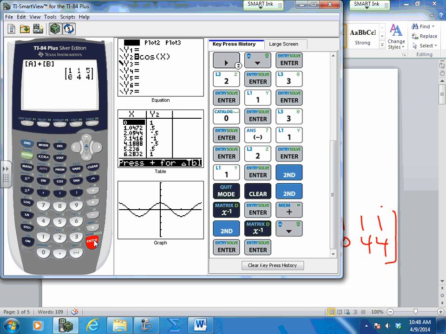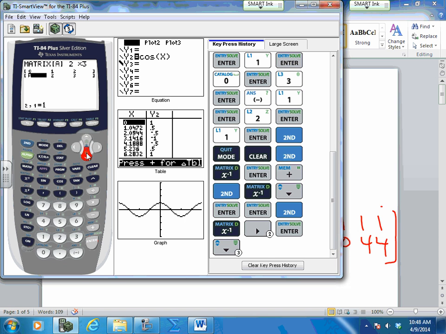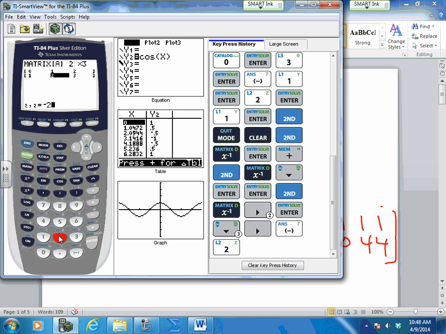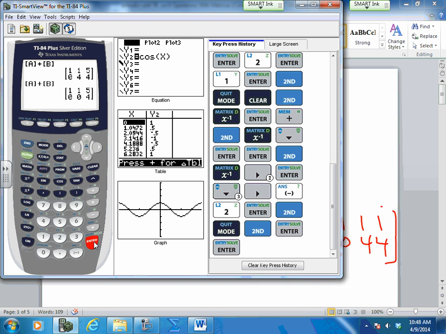Oh, I'm very off. I think I missed the negative sign here. Second matrix. So let me check. I think I missed my A. Sometimes I miss my negative sign. Sometimes my calculator has a lag here. Okay, now watch. All I have to do is second enter and pull the statement back down. Whoop. Still off.